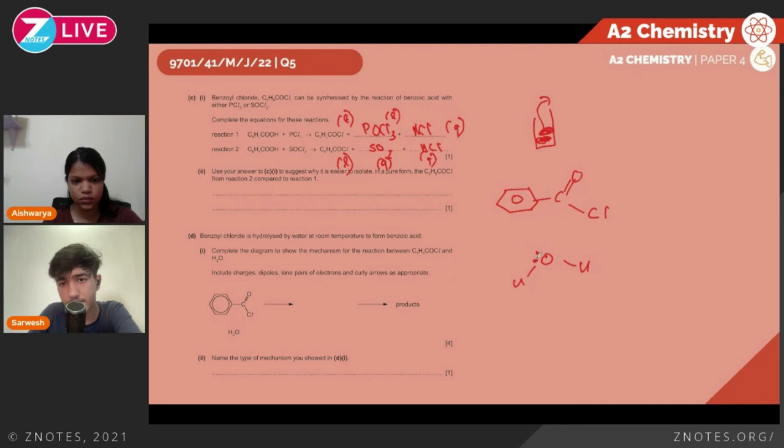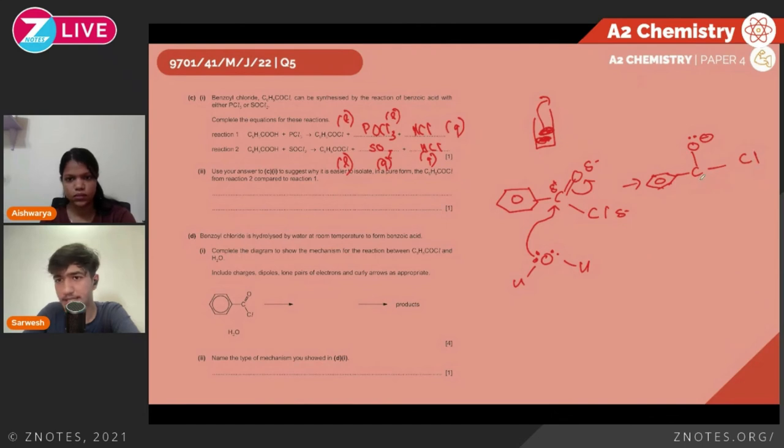So this is water with its two lone pairs. And over here, this has got a partial positive charge. This has got a partial negative charge. And this also has a partial negative charge to some extent. So the lone pair of water attacks the carbon over here, the carbonyl carbon. This bond goes over here. You end up with CO minus charge, Cl, O, single lone pair, H.